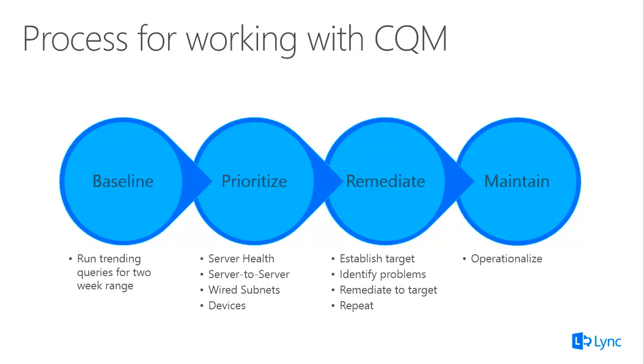So real quick, let me pop back to here. Here's our process. I think we've talked about it before. Basically, do this baseline effort, this first go at this, figure out where you sit, go through a prioritization effort. You can't do all 10 things at once. Pick the biggest hit to give your users the best bang for the buck to improve quality. Start there and then work your way through. Remediate problems and then operationalize this.